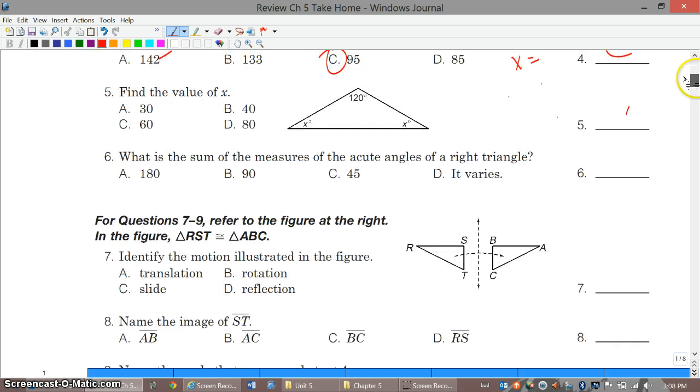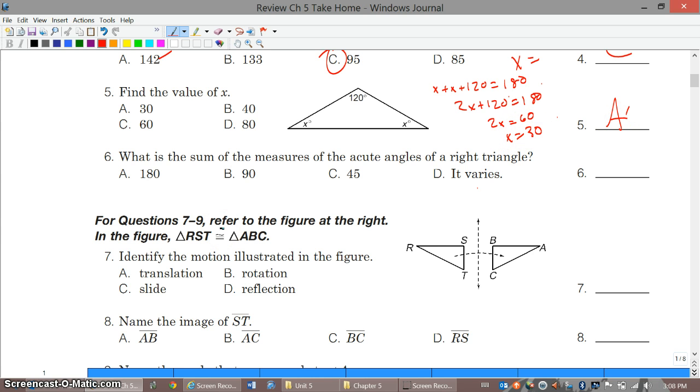Next. Okay, what was the sum of the measures? Find the measure of x. So add these three up. x plus 112, 120. Adds up. So 2x plus 120 is 180. So 2x is 60, so x is 30. So it's A, the value of x.